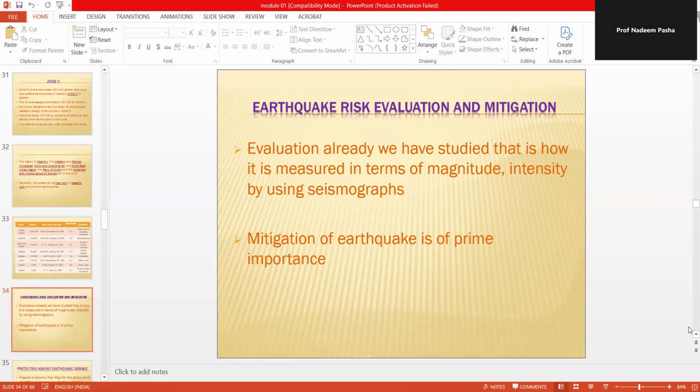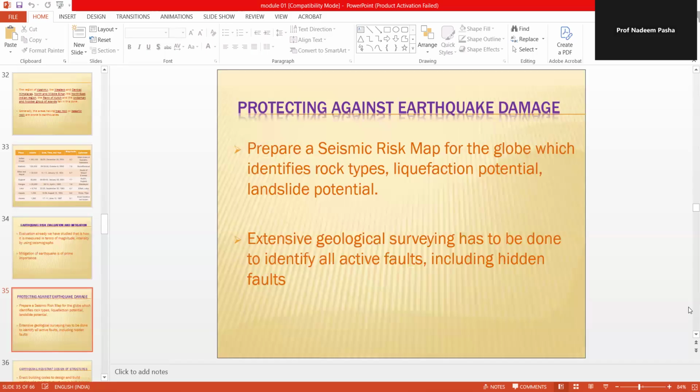Earthquake risk evaluation and mitigation. Evaluation, already we have stated, is measured in terms of magnitude and intensity by using seismographs. Mitigation of earthquake is of prime importance. Protecting against earthquake damage: prepare a seismic map for the globe which identifies rock types, liquefaction potential, landslide potential. Extensive geological surveying has to be done to identify all active faults, including hidden faults.